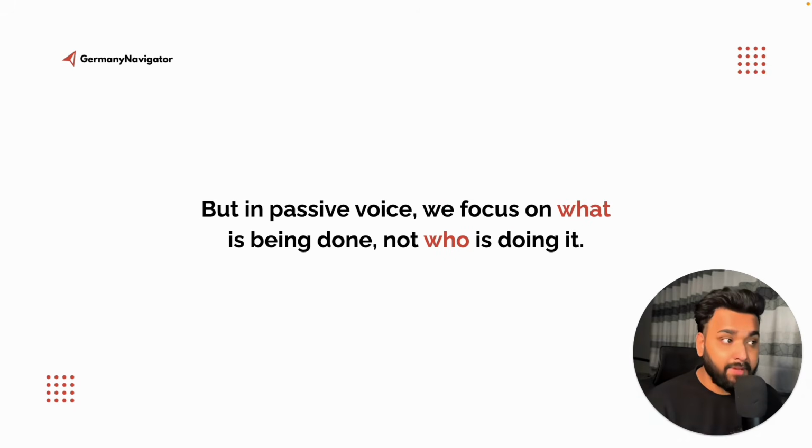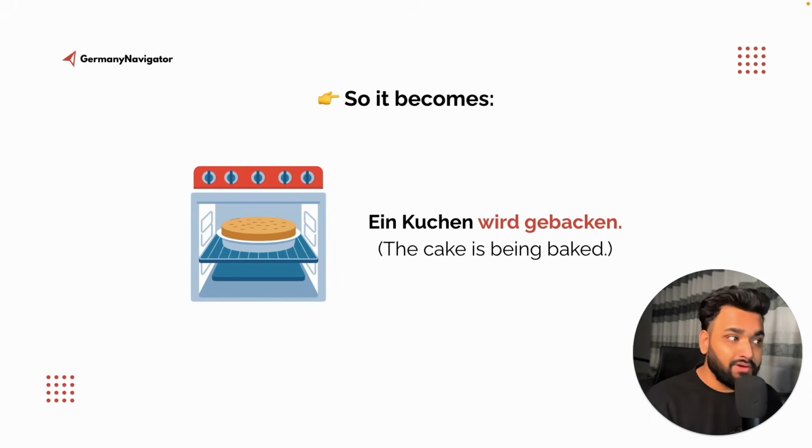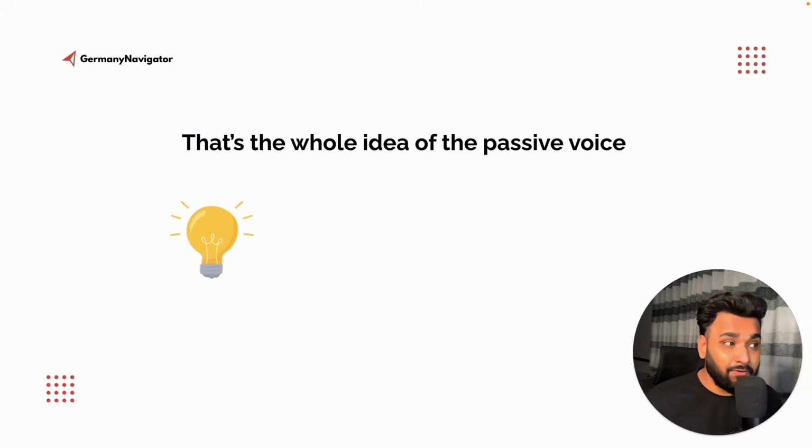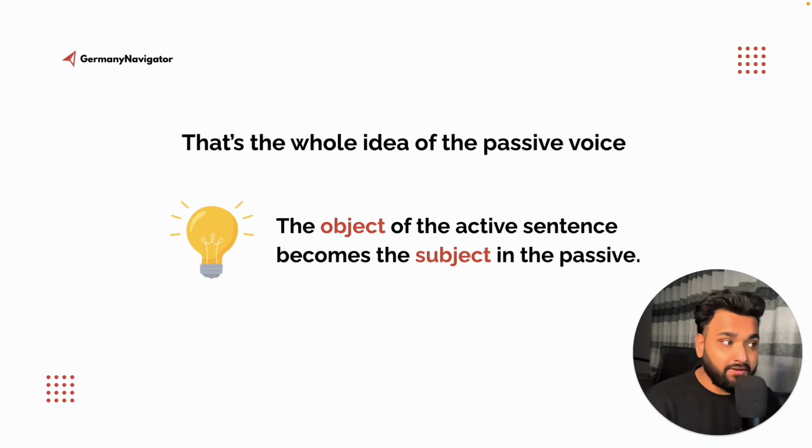Simple. But in passive voice, we focus on what is being done, not who is doing it. So it becomes ein Kuchen wird gebacken. The cake is being baked. And that's the whole idea of the passive voice. The object of the active sentence becomes the subject in the passive.